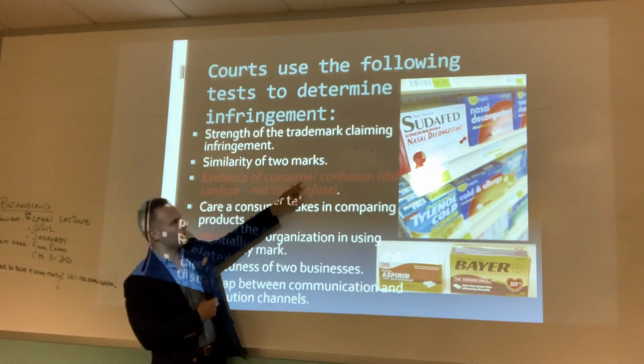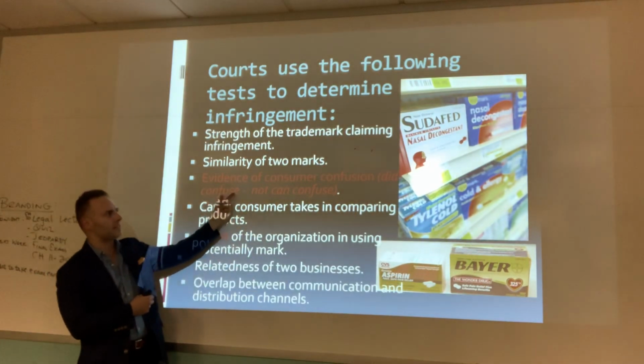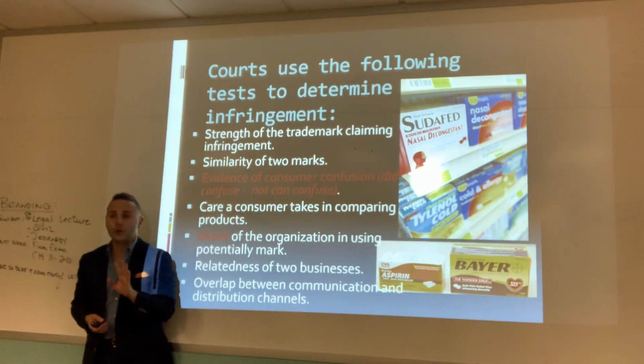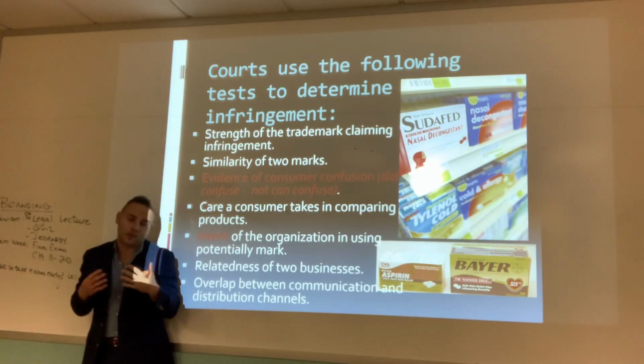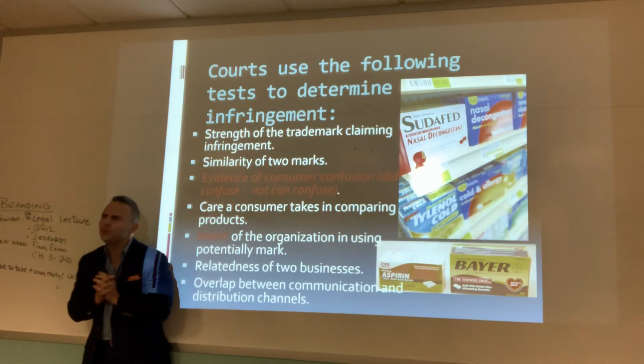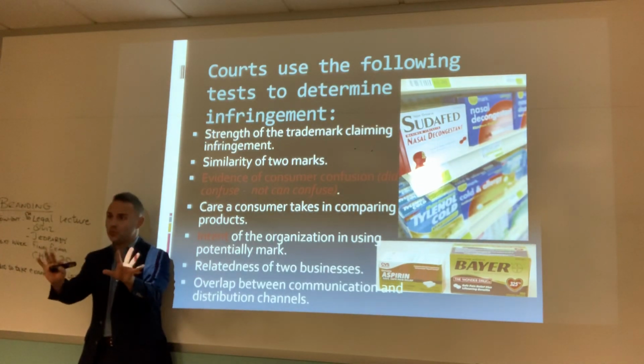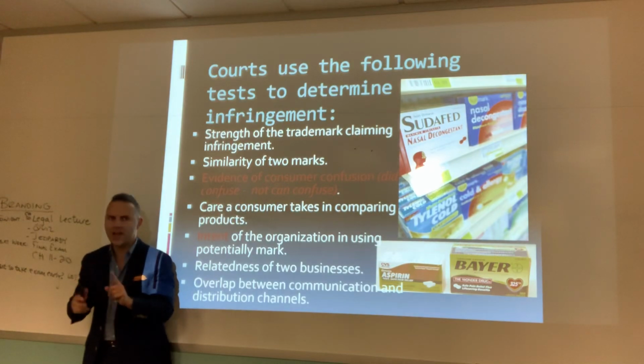Evidence of consumer confusion: did confuse, not can confuse. The burden of proof in a lawsuit is that the company suing has to prove that consumers were duped. Not can be duped, were duped. Do you get that? Okay.